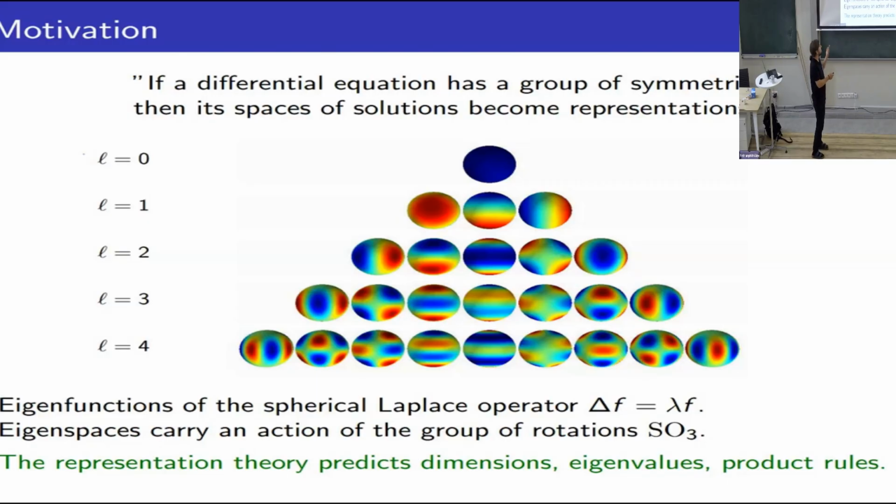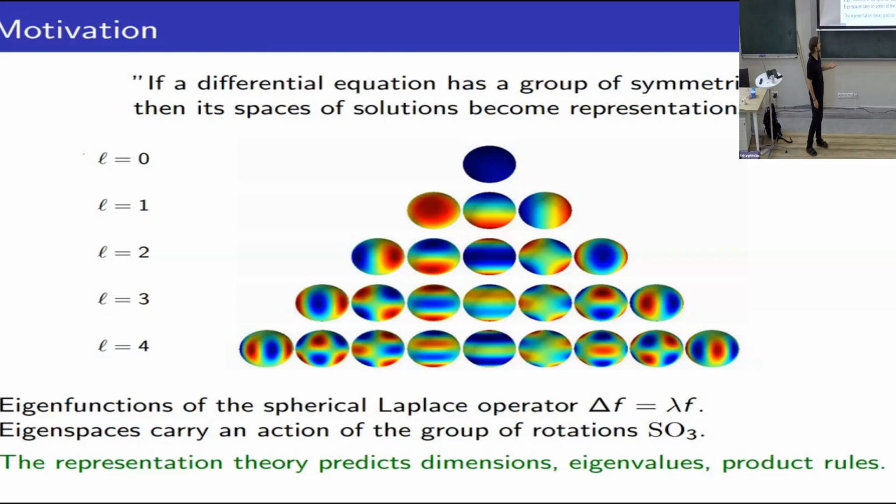Just to have an example that may be more familiar to you, you take eigenfunctions of the spherical Laplace operator, right? How can a sphere vibrate? Then you have an action of the group of rotations on the solution spaces. And you see that these solutions, here's a one-dimensional solution space, here's a three-dimensional one, for different eigenvalues you get different dimensional solution spaces. And these are representations of the group of rotations.